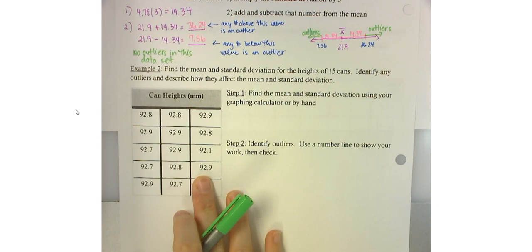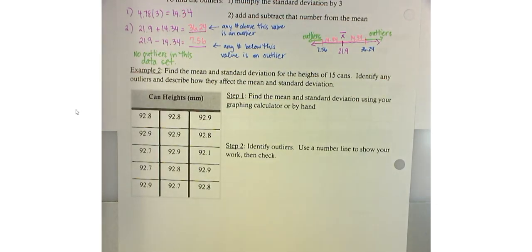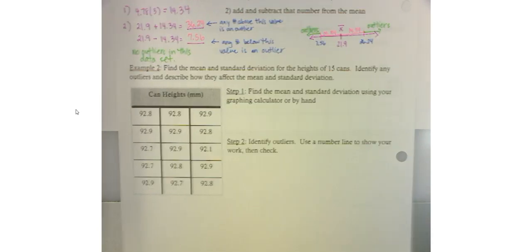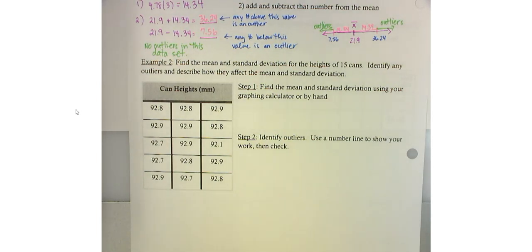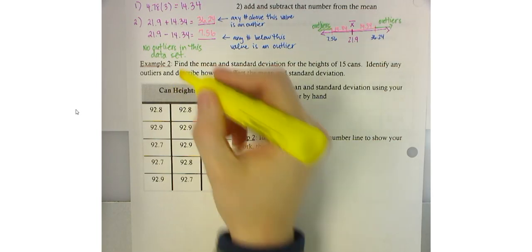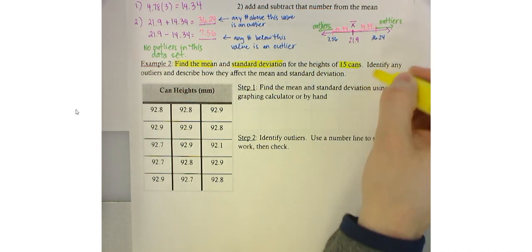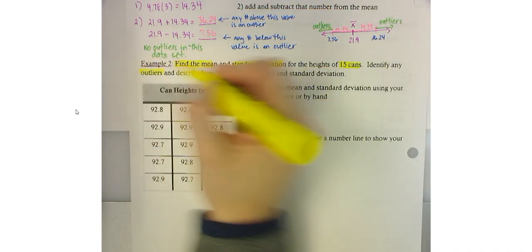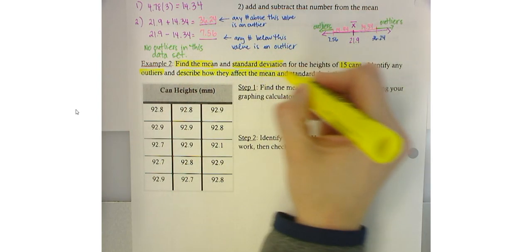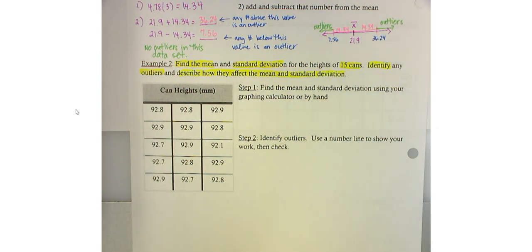Now be prepared to be amazed for example 2. We have to find the mean and the standard deviation for the heights of 15 cans. We're going to identify any outliers and then describe how they affect the mean and standard deviation. In step 1, we're going to find the mean and standard deviation. You can use your graphing calculator or do it by hand. Hint, hint, you're going to want to use your graphing calculator. Let's talk about how we can do that.